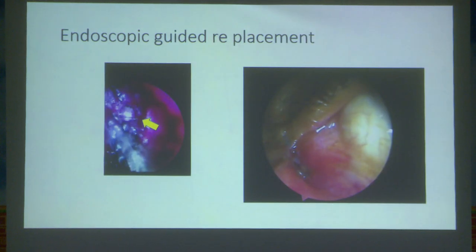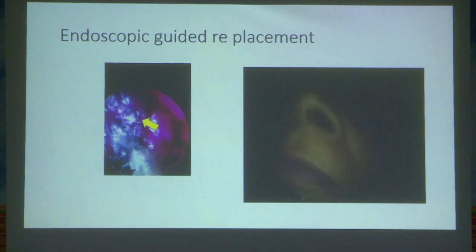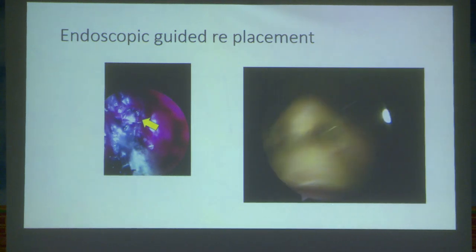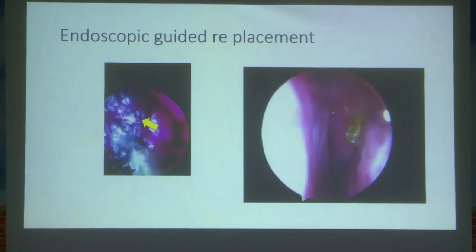Now, with the help of the endoscope, we did perform an external procedure, but we confirmed the position of the tube endoscopically. And this is how the patient did after 1 month of follow-up, where the tube is snugly placed, and the fluorescent dye disappearance test is patent. Here's the tube.